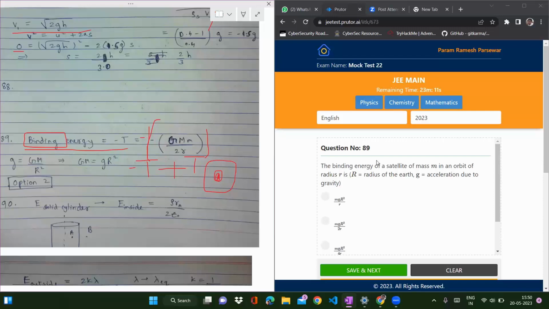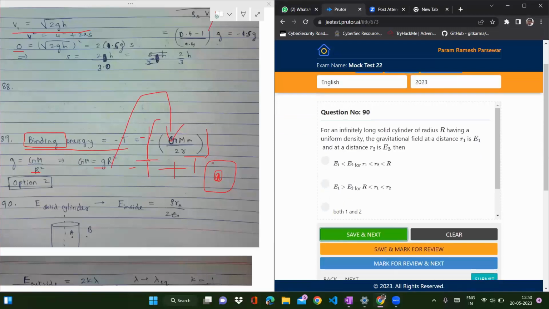But here we are given the expression for acceleration due to gravity, which is GM by R square. We know where R is the radius of the Earth, G is the universal gravitational constant, and M is the mass of the Earth. So GM comes out to be gR square. Putting this value in this expression, option 2 matches. So the answer is option 2.